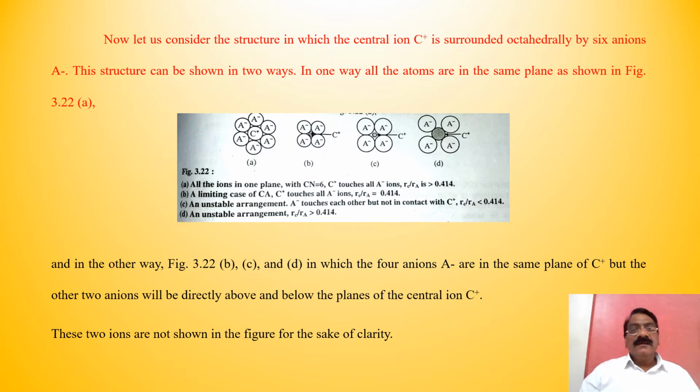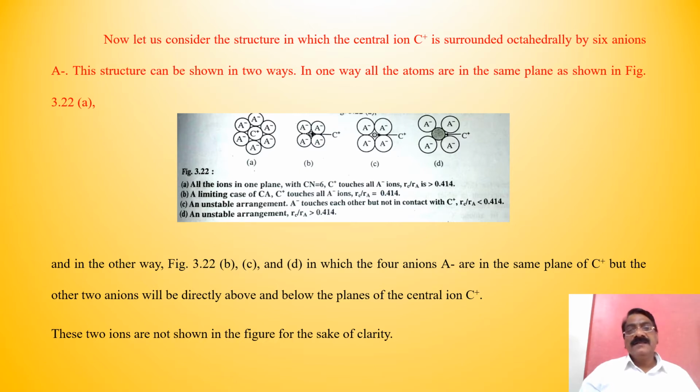All the ions are in one plane with coordination number 6. C plus touches all anions. Rc upon Ra is greater than 0.414. Second, figure B, a limiting case of A. C plus touches all A minus ions. Rc upon Ra, that is the radius ratio, is equal to 0.414. Third, C, an unstable arrangement.